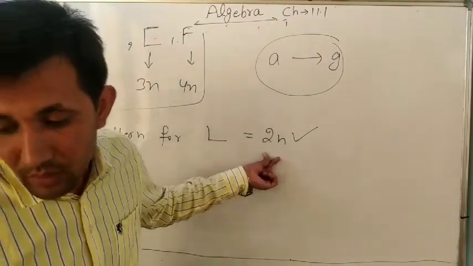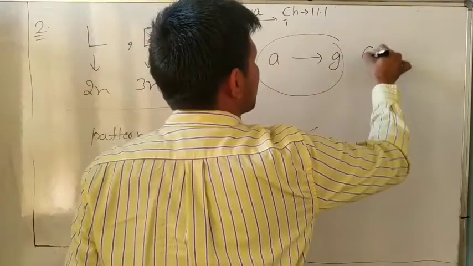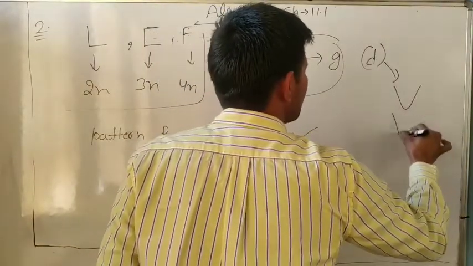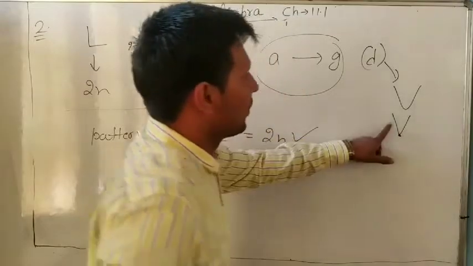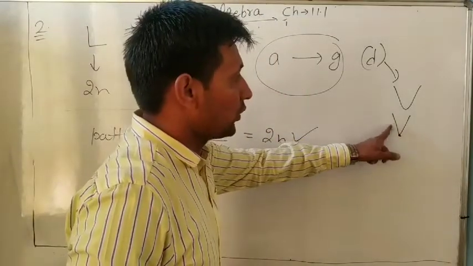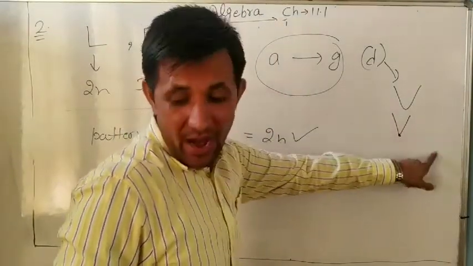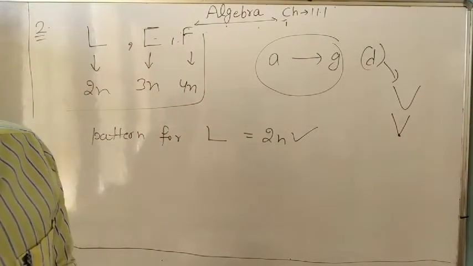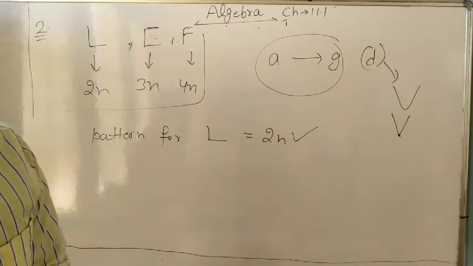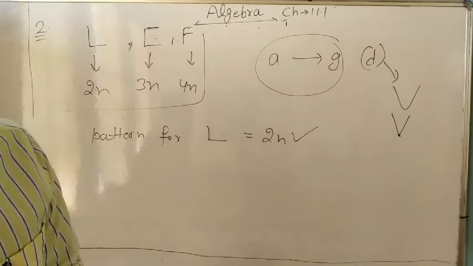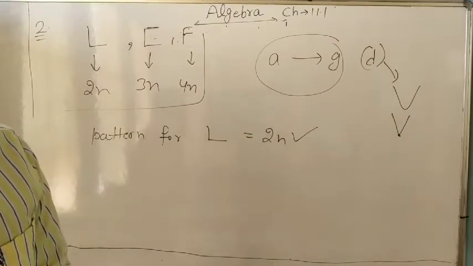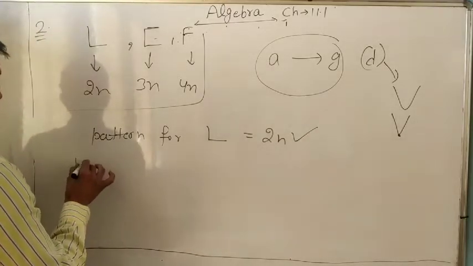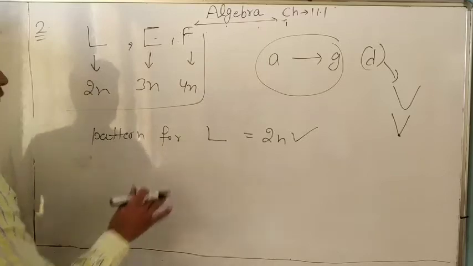Yes, the D part of the first question. What is given? It is V, and for 1 V, 2, so for N, 2N. And the same is true for one more. Which one? T, Z, U. Any other? No. So you can write that the pattern for L is 2N.